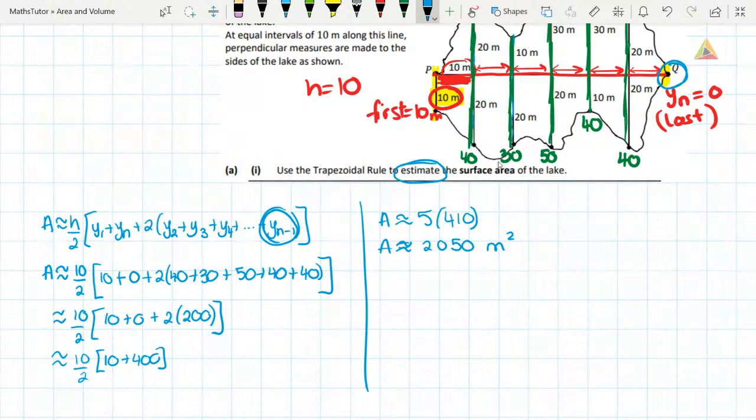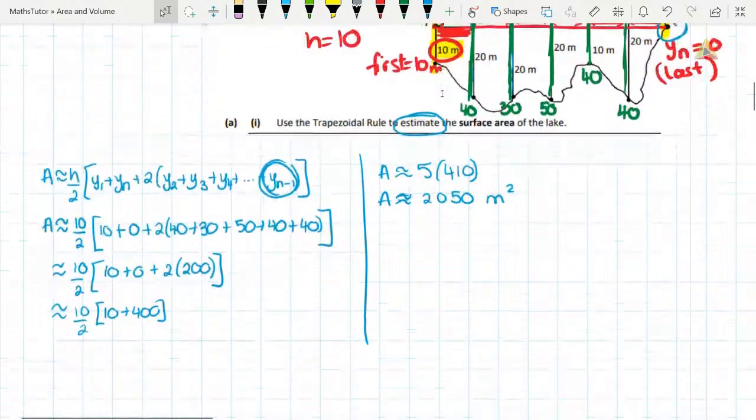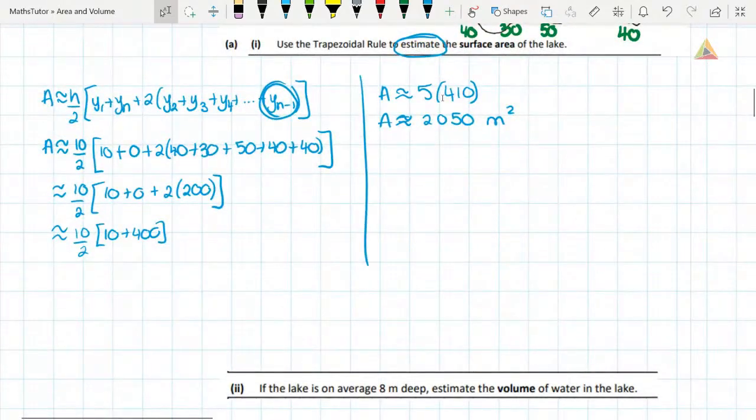That's the first part, and that's using my trapezoidal rule, and that's really important. So like we said, there's another video there that will help you go back over the trapezoidal rule, and that's there for everyone to have a look at. The second part of this question then says, if the lake is on average 8 meters deep, estimate the volume of water in the lake.